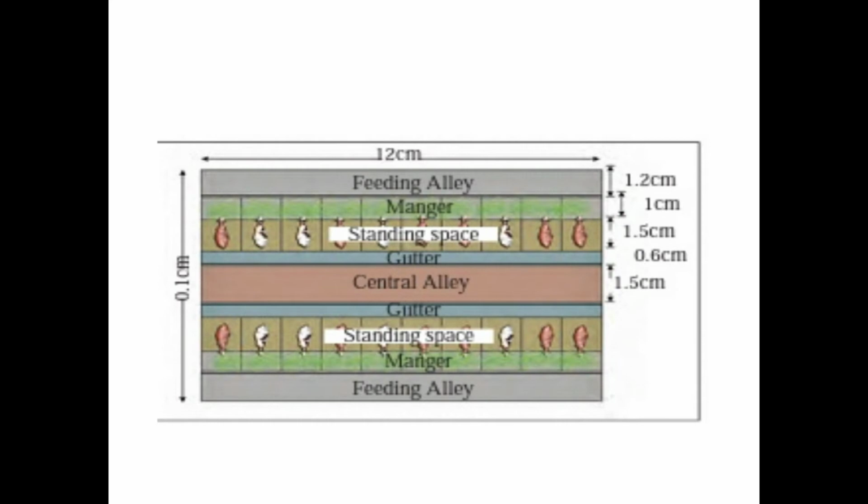This is a sketch of tail to tail housing system, in which you can observe these are the rows. This is the row where the animals are located. And this is one row, and in front of this one is the manger for this row. Then this is the gutter for this particular row. This is central alley.